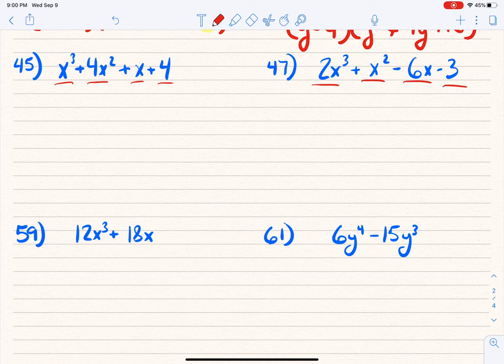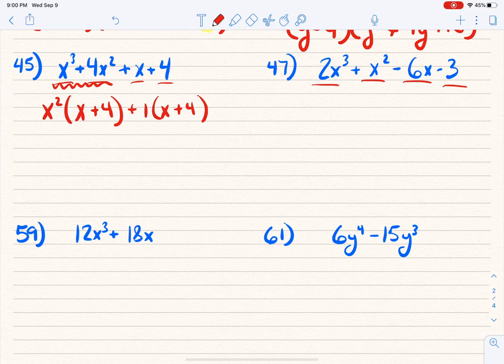It's so simple. So we go, okay, let's factor those first two, these two right here. And the most I can take out of those is an x squared, leaving me with x plus 4. Out of the next two, only thing I take out is 1, leaving me with x plus 4. So then I have x squared plus 1 times x plus 4. That's it.